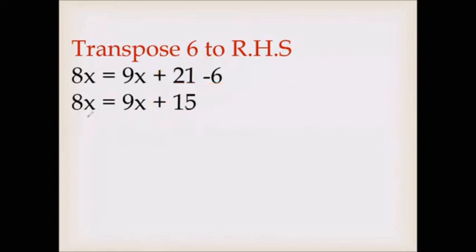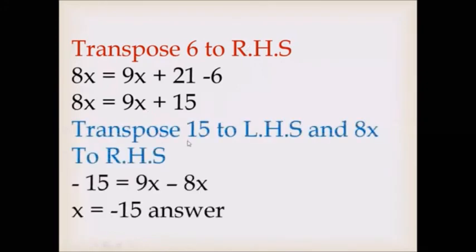Okay. Now what do we have to transpose? We have to transpose 8x to the RHS and this constant to the LHS. Let us do it step by step. The next step is to transpose 15 to the LHS and 8x to the RHS. So plus 15, transposed, becomes minus 15 on the other side, and 8x, 9x. So your answer is x is equal to minus 15. I think it is clear how we can reduce an equation into a linear or simpler form.